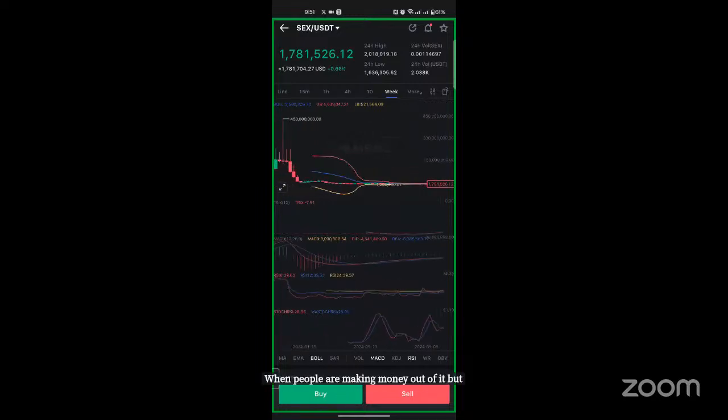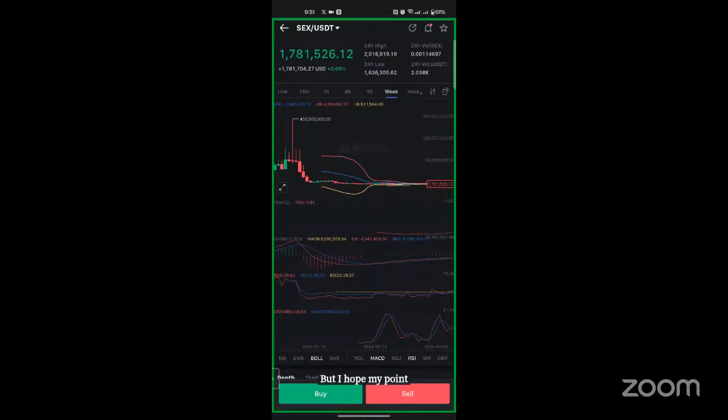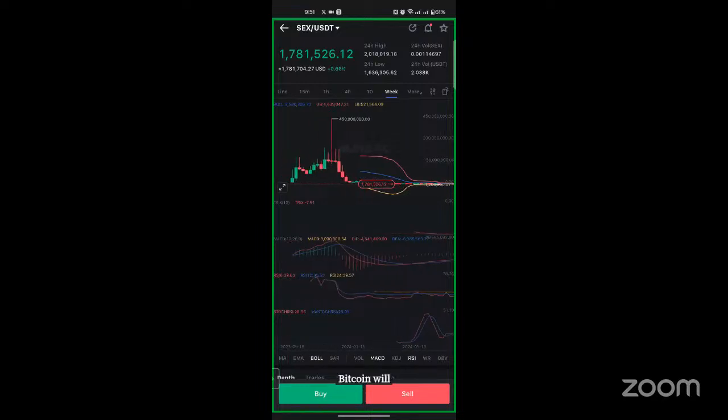I hope my point is clear. One day I believe Bitcoin will be over $1 million. So if you had doubt, I show you a coin here that has its all-time high at $450 million. So one day we shall be very rich. Someone says BNX is a very good coin. It's okay, I have no issues. Yeah, the coin is very expensive.